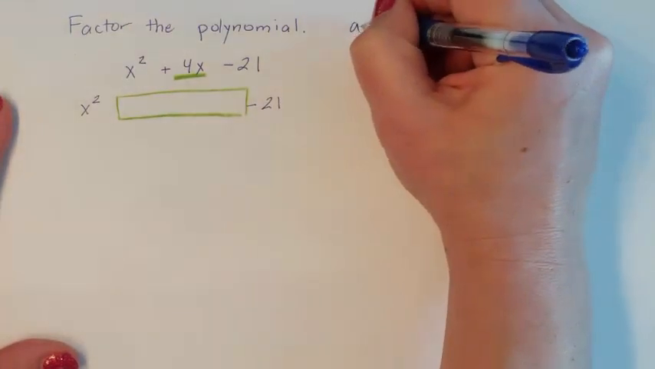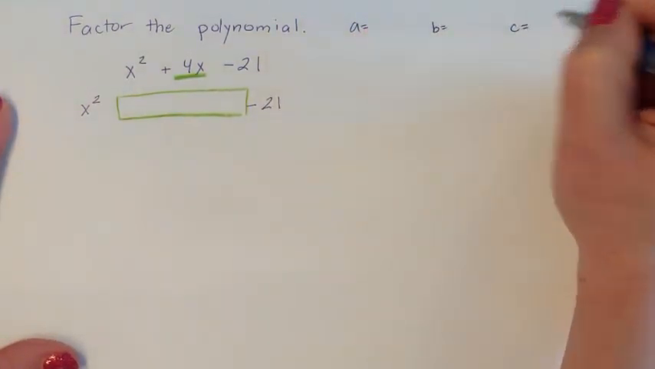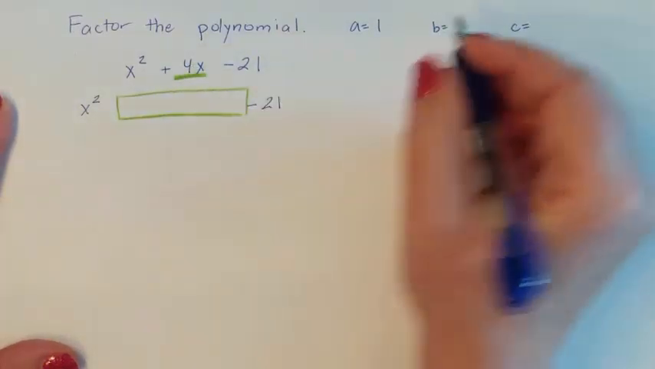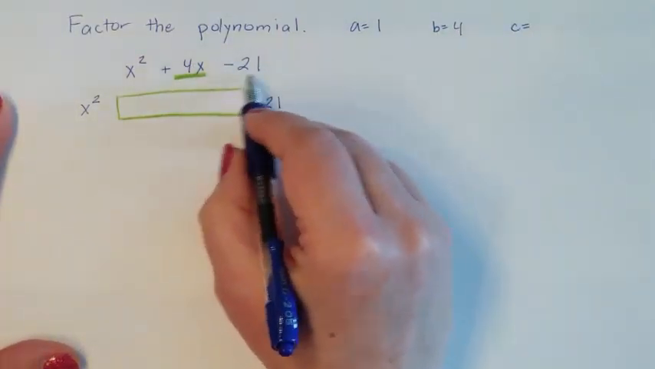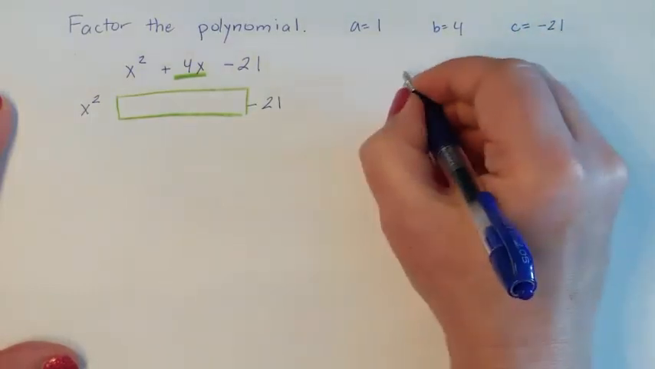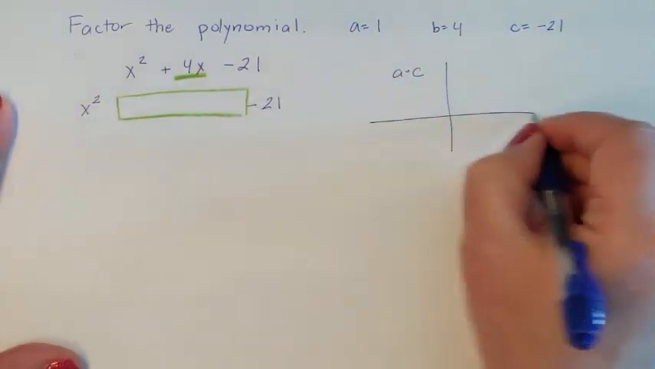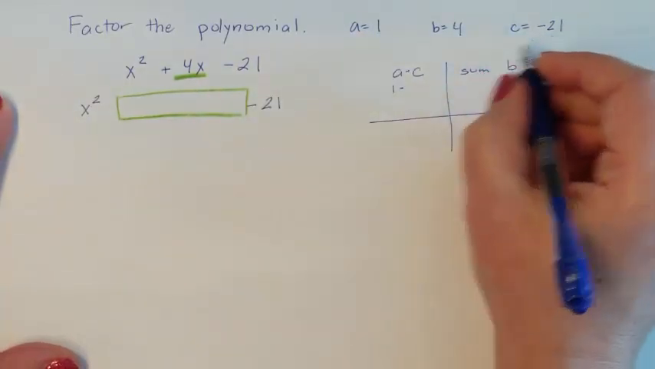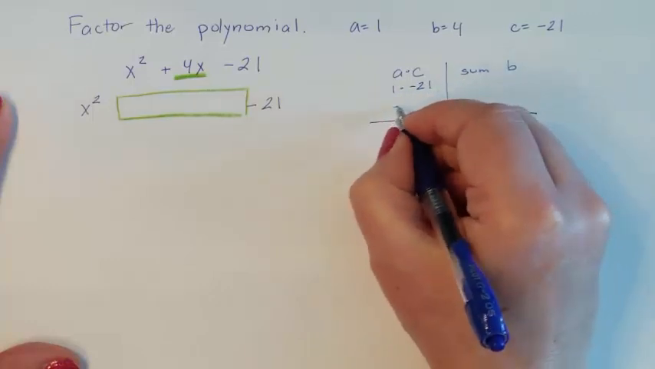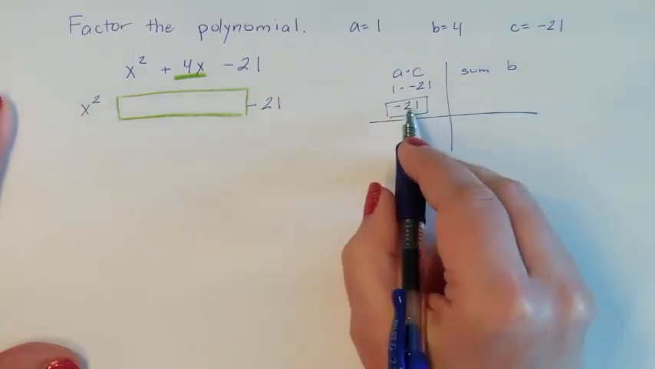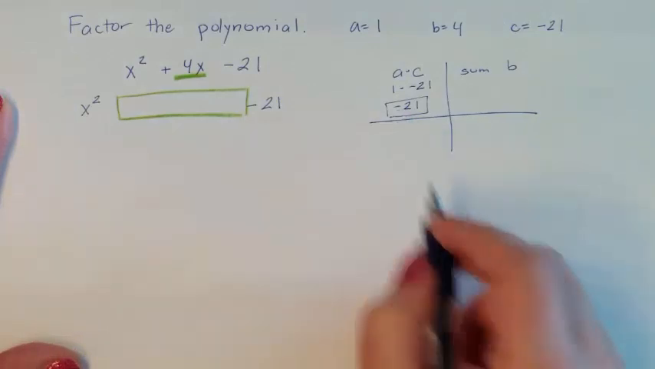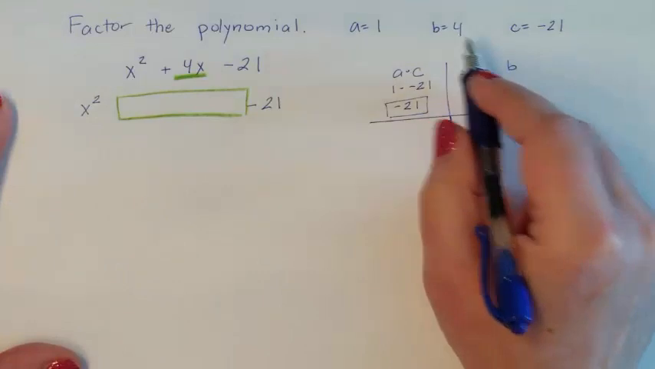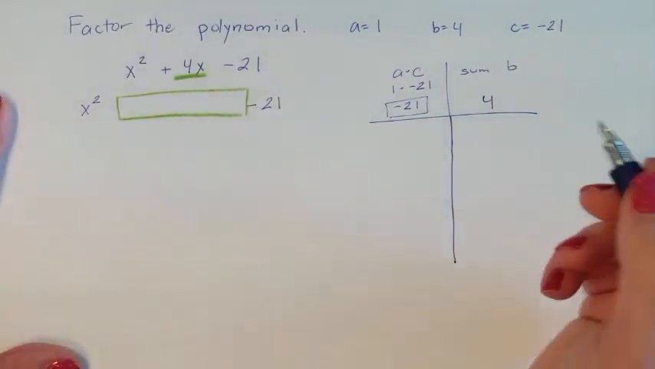To do that, you have to identify your ABCs, where A is always the number in front of the x squared, so it's 1. B is always the number in front of x, so it's 4. C is always the constant, so that's a negative 21. So somebody multiplies to get A times C, and somebody has to add up to B. A was 1, C was a negative 21. 1 times a negative 21 is a negative 21. So we need to come up with all the ways to multiply together to get negative 21. But only one of those ways is going to work, because only one of those actually adds up to the 4 that we need. So start with 1.